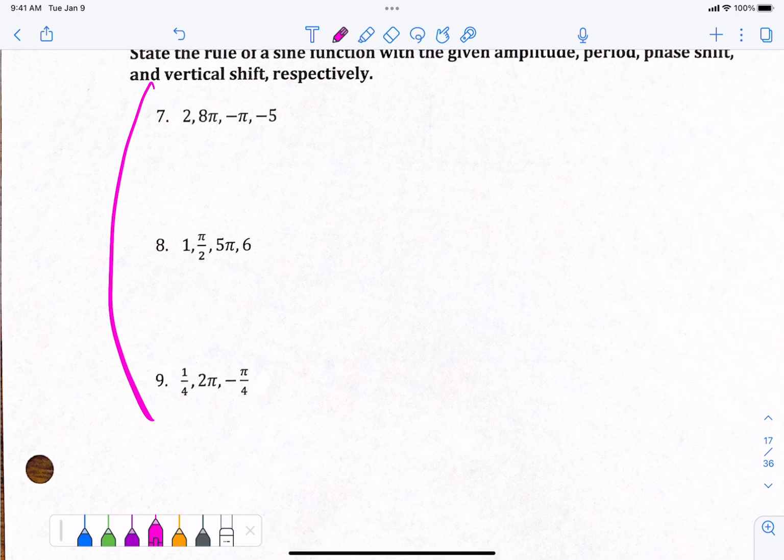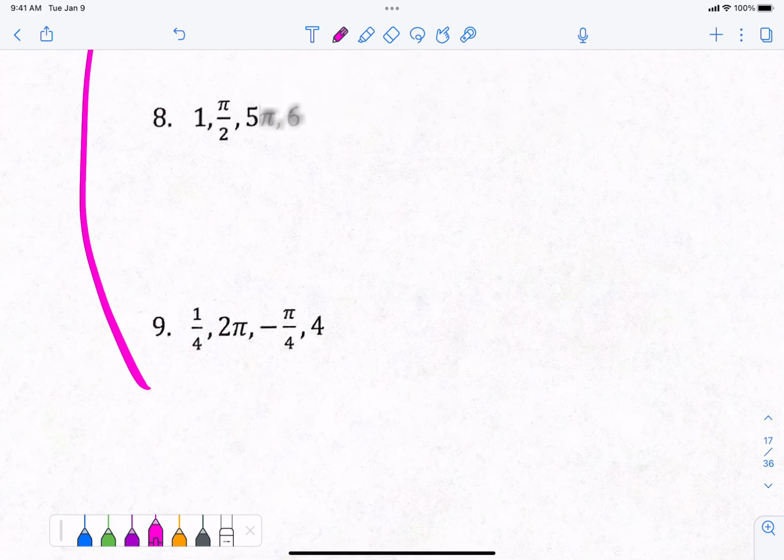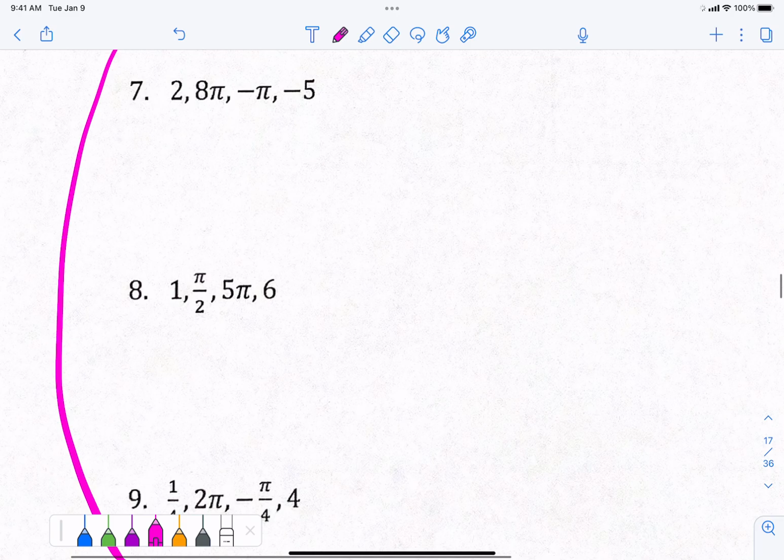Now, number 9, nope. Number 9 does have a 4th number. James just did it again. So there you go. Okay? 7, 8, 9.